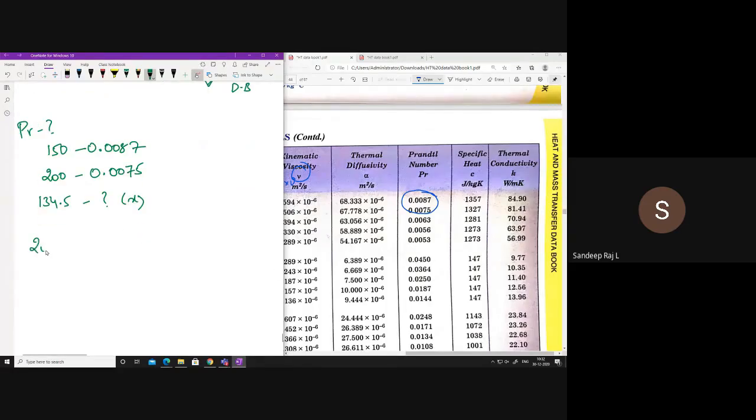Again, the same story: 200 minus 134.5 by 200 minus 150. The x value is 0.0072 into 10 power minus 2. Am I right? Yes, sir. Right.